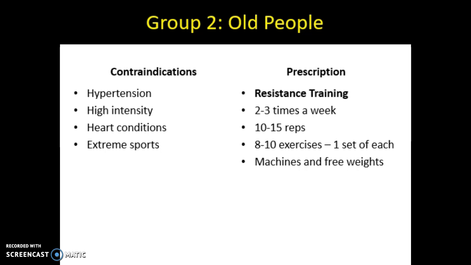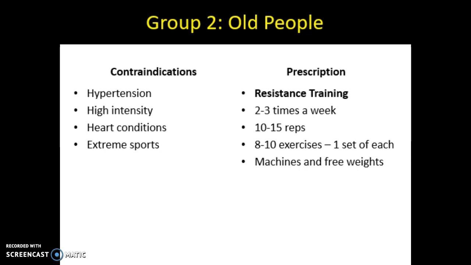The prescription that I've given them is resistance training. They do this training 2 to 3 times a week. With each different exercise in this training, they'd do 10 to 15 reps. And like I said, this would be dependent on the form and how they're coping with it. So if they're not coping, if they're struggling, they'd do lower reps. And if they're finding it easier, they'd do higher reps.